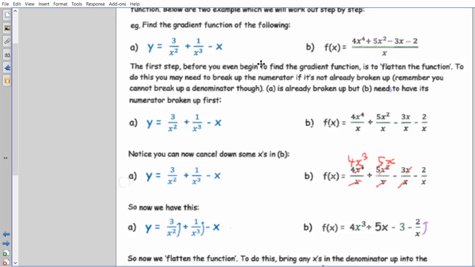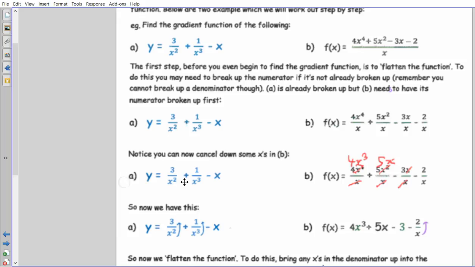You can't break up the denominator though. A is already broken up, which is fine. But B has to have its numerator broken up first, but this one's already broken up, so let's move on to the next step. So this is a step where I just break up the numerator on that one, but this one's already broken up. Notice that you can cancel down some x's in B, but we'll deal with B later, I keep forgetting.